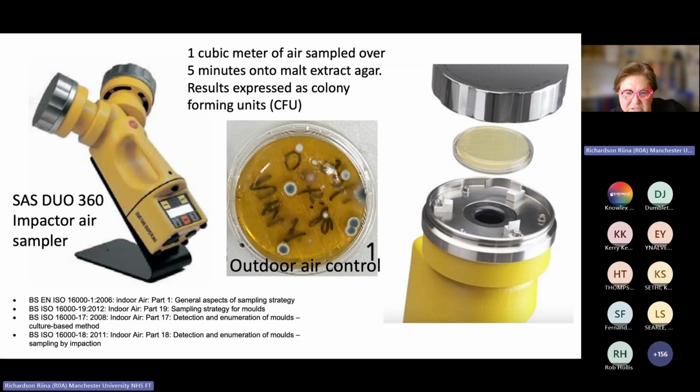Infection prevention and control teams use settle plates for other things. So why isn't that good enough? The problem with most mold spores, and particularly Aspergillus species, is that they are very small spores, and because they are so small, they can get deep into our lungs and cause disease compared to some other molds.